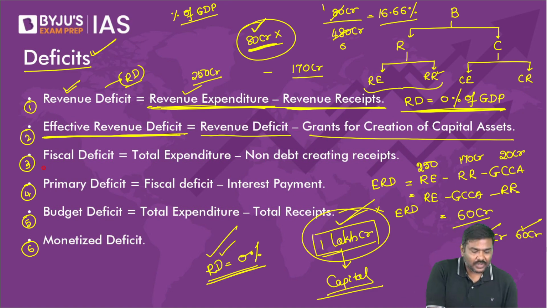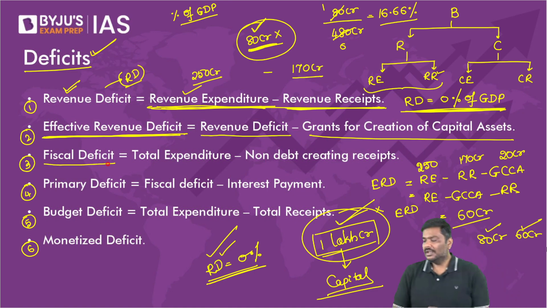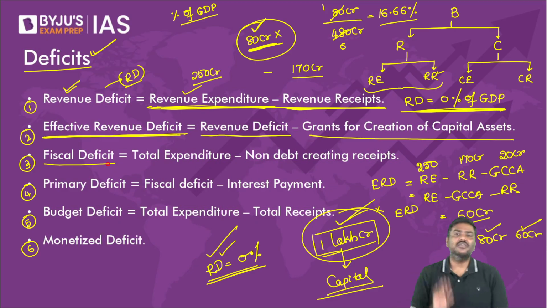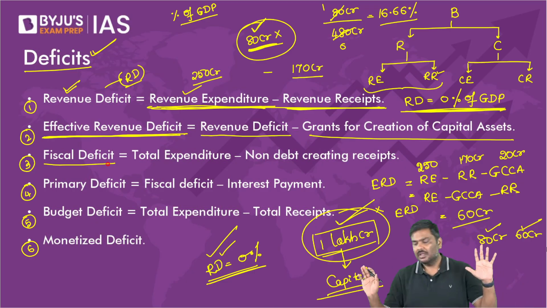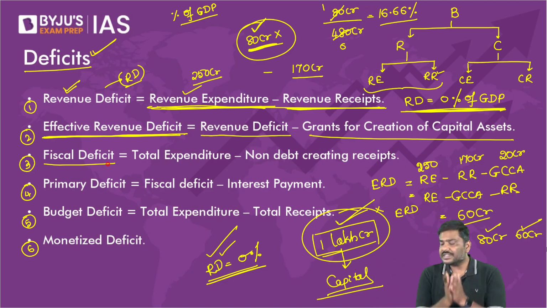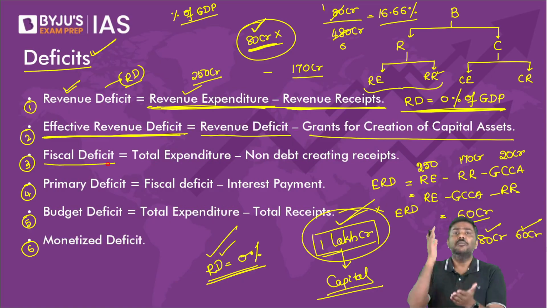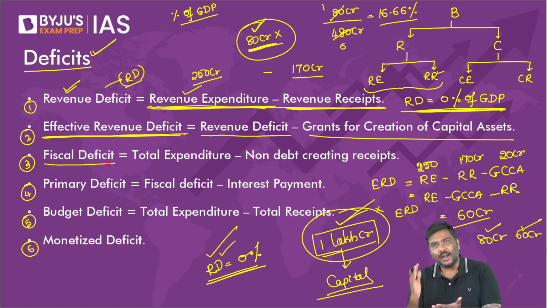Let me go to the third one, fiscal deficit. What is a fiscal deficit? Fiscal deficit represents borrowings done by the government. Very simple. What is fiscal deficit? A fiscal deficit represents borrowings done by government.